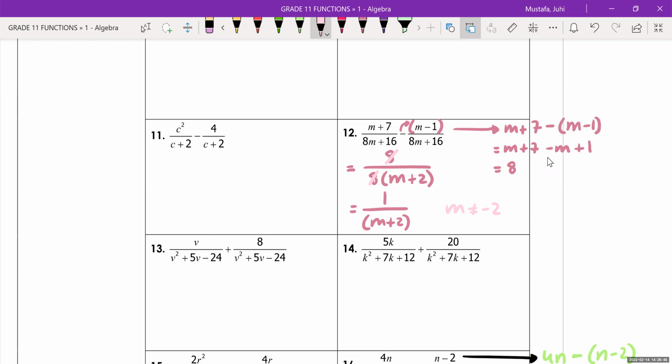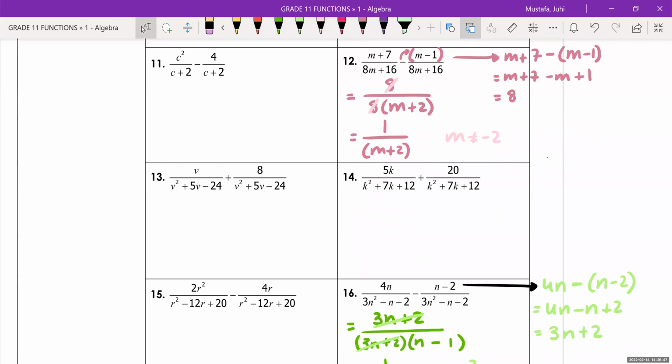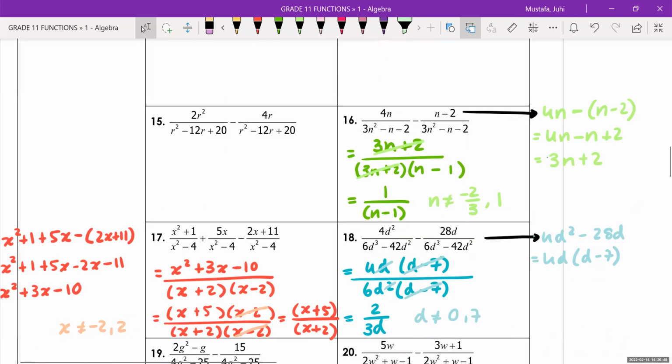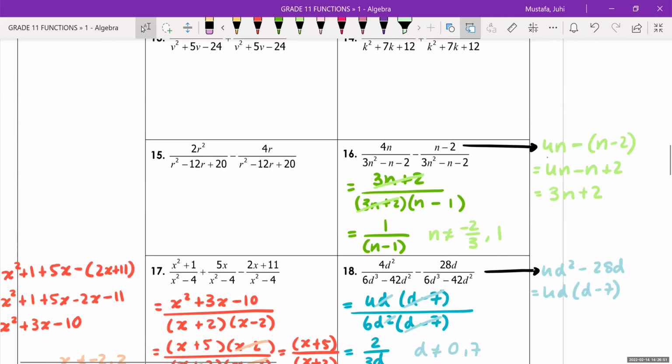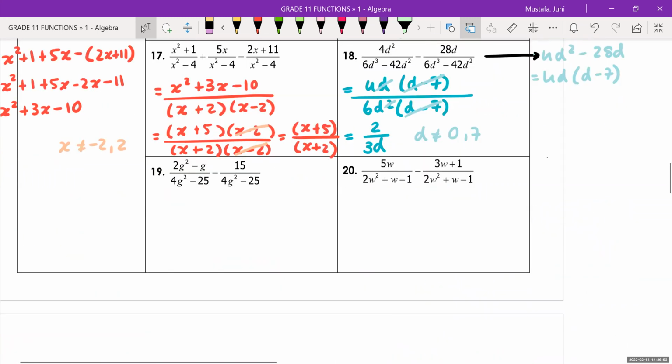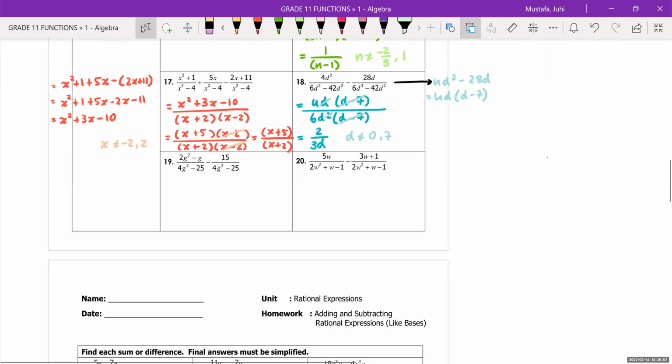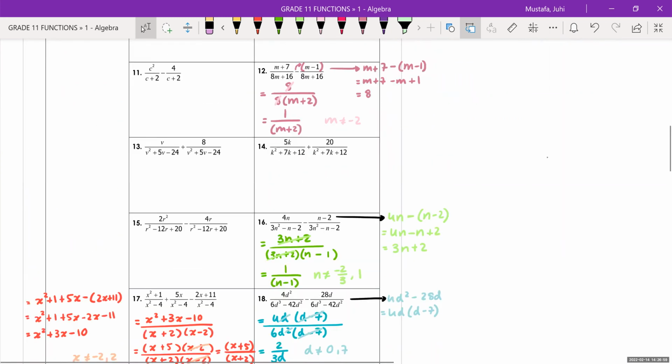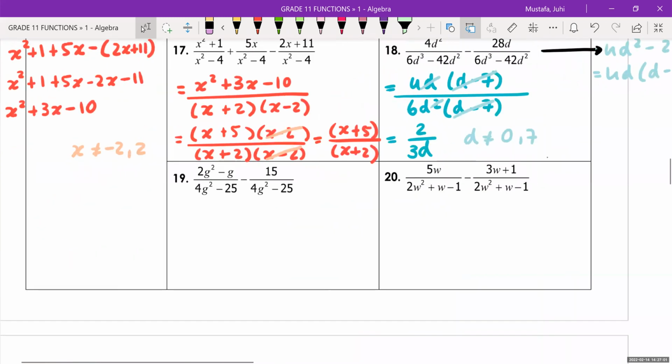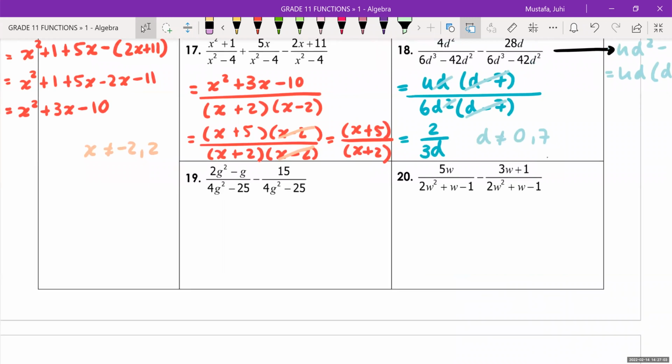Okay, the last 2 questions we'll do, I'll pick nice and hard ones. We'll do questions 19 and 20. There's a lot of factoring and stuff there, so those are good questions. Okay, so let's begin question number 19.